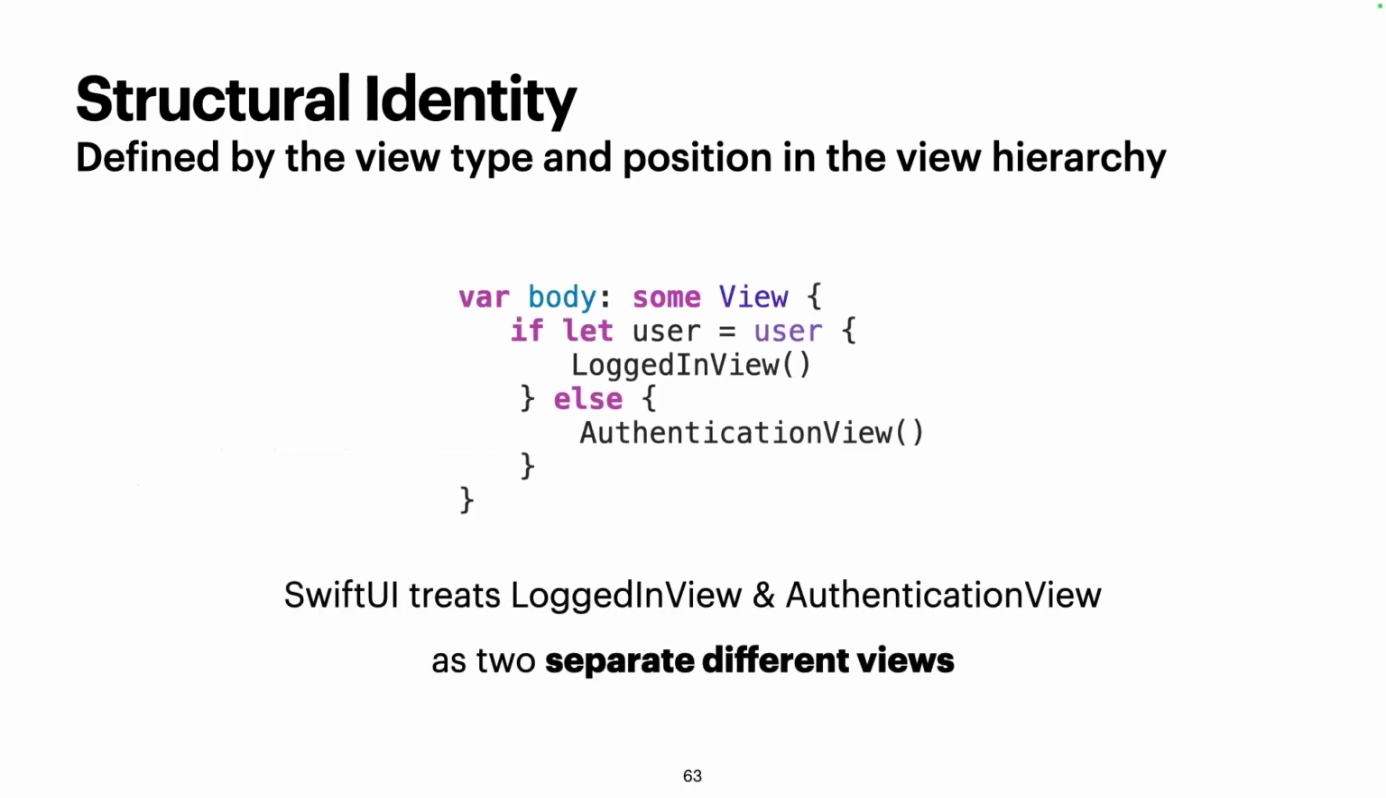So SwiftUI is able to identify the differentiation between logged in view and authentication view because of this if else branch, right? So it treats logged in view and authentication view as two separate, different views.